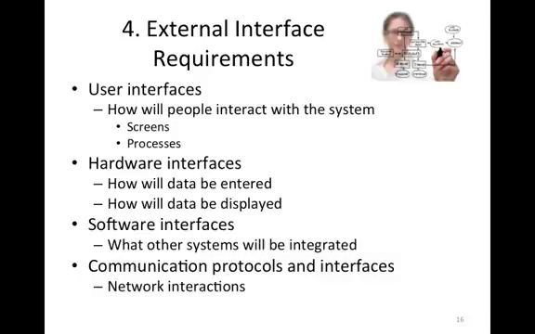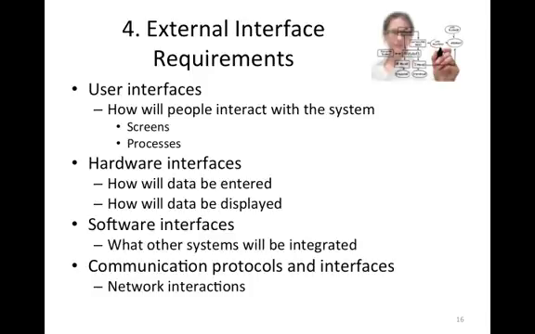And external interfaces are required. And so what does that mean? Well, one is the user interface. How will people interact? So screens and processes. Hardware interfaces, if you have them. So for some applications, you might use a barcode reader to get data in if you were doing some kind of a point of sale system or a library system where we're going through and using a barcode reader to check the barcodes on the book.